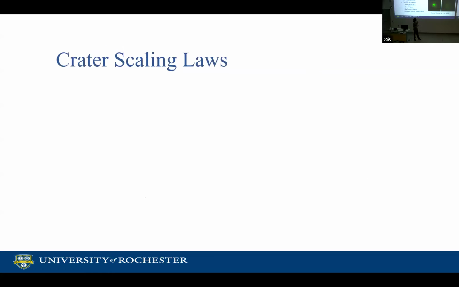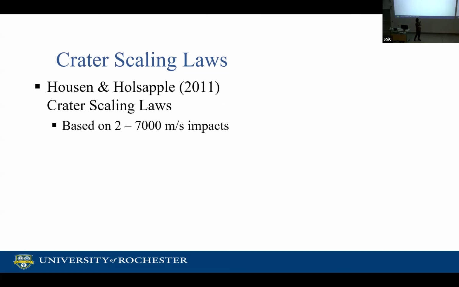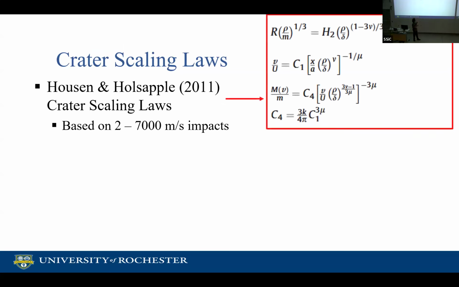To talk about impact ejecta, you have to talk about crater scaling laws, because that is how you're actually going to be getting the ejecta from your impacts. In 2011, Housen and Holsapple came up with normal impact crater scaling laws, and they based that off of impacts ranging from 2 to 7,000 meters a second. These scaling laws give you the crater radius, the ejecta velocity, and the mass ejected above some velocity. But most impacts are not going to be normal impacts. They're going to be coming in at some angle.